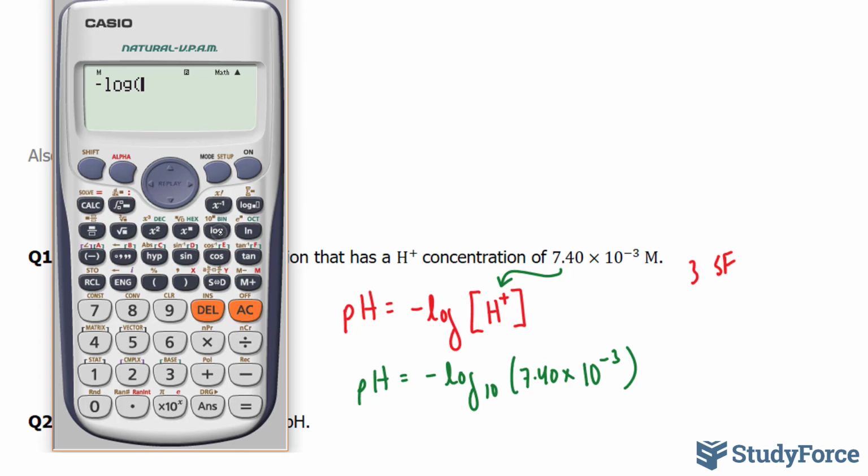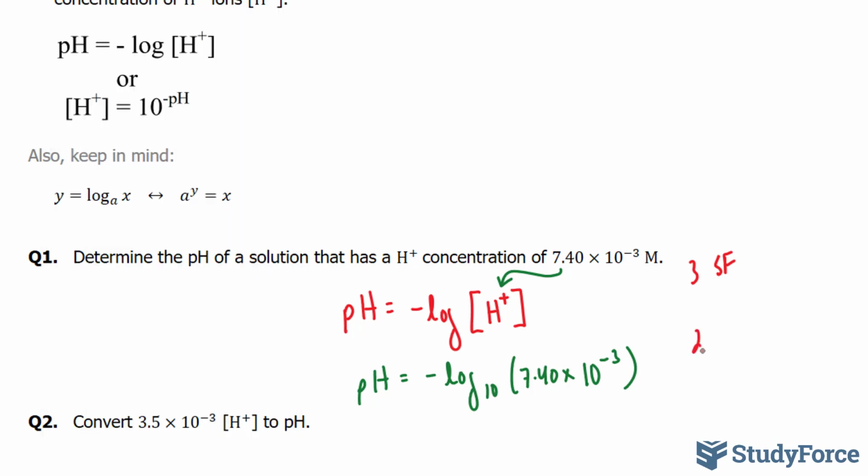Negative log 7.40 times 10 to the power of negative 3. And we get 2.3 as our pH. And this is in the correct number of significant figures, and that's the answer for question number 1.